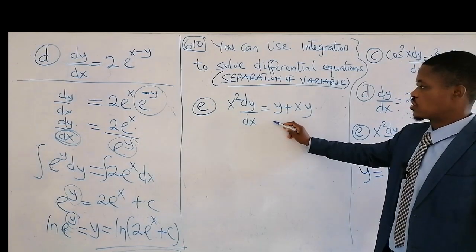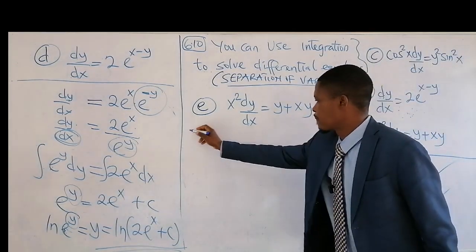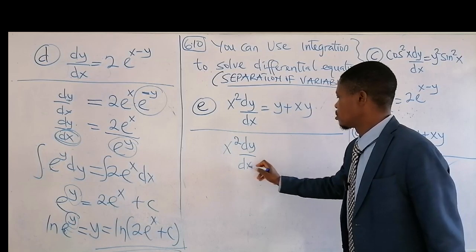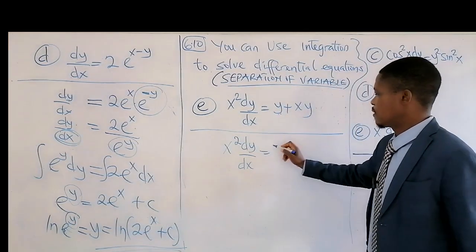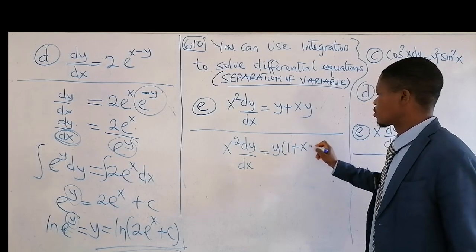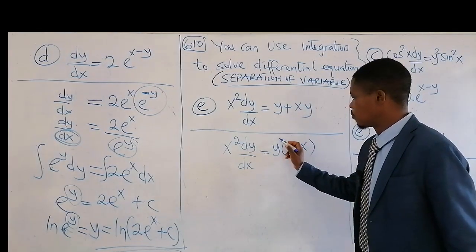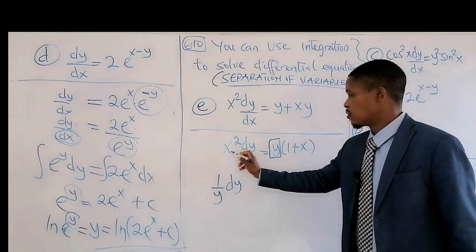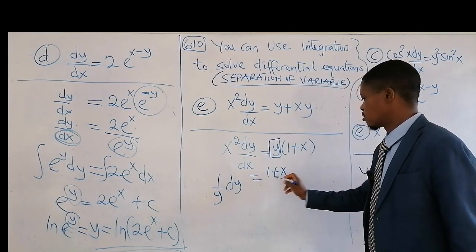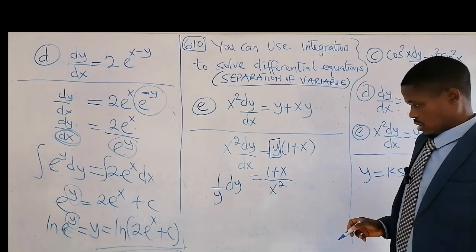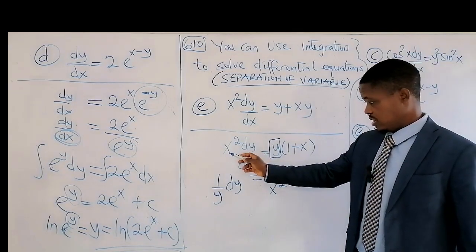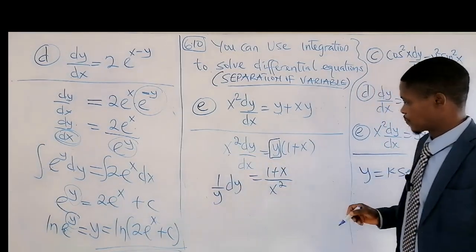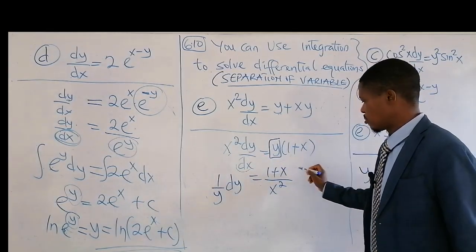For the next equation, we can start from here: x squared dy/dx equals y plus xy, so x squared dy equals y dx. Here, y is common. Factorize that, and that will be y(1 plus x) dx. The next thing to do is to remove this from here, and that will be 1 over y dy. Remove x squared from here, and that will be (1 plus x) over x squared. If you want to remove x squared from here, you divide this side by x to the power 2. Then remove this one also from here, that will be dx.